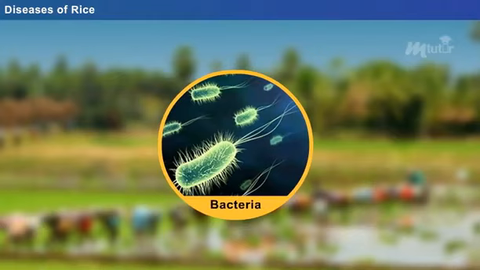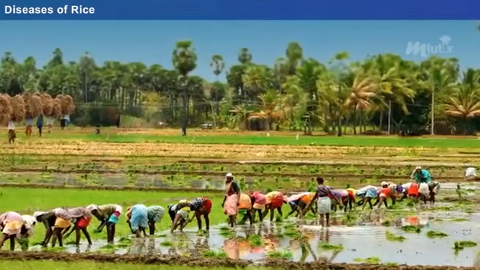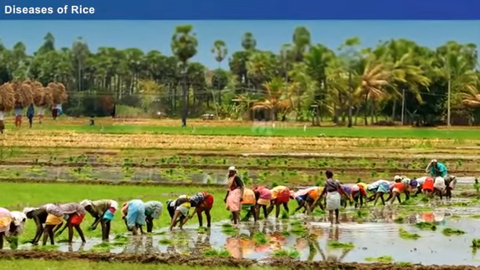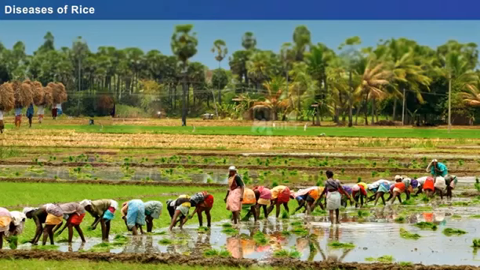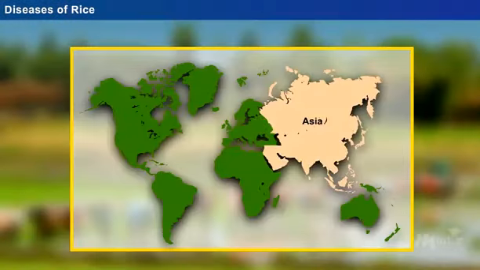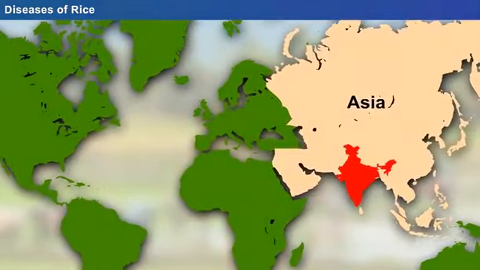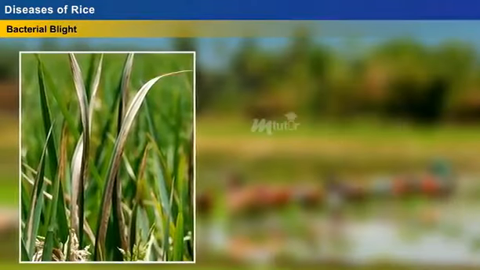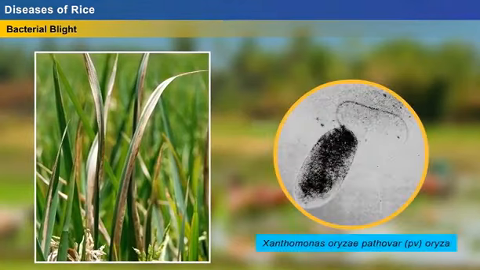Bacterial diseases are deemed to be a major threat to sustainable productivity. They are found to cause many problems in Asian countries, especially in India. Here we shall discuss one of the major bacterial diseases that causes major loss in productivity. Bacterial blight disease is caused by the bacterium Xanthomonas oryzae pv. oryzae.